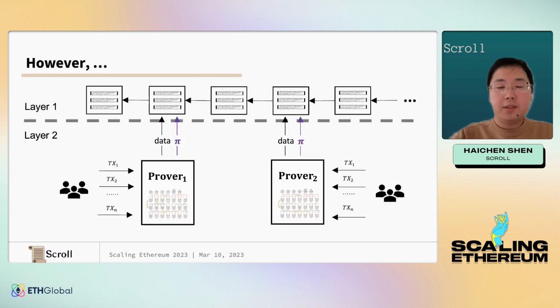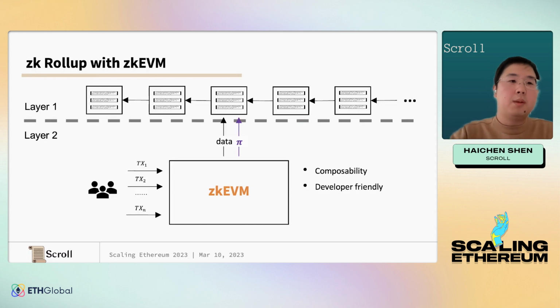Even worse, different programs and different applications may have different circuits, so for every application you need to write a new circuit to be able to use the zkRollups. And there is no composability between the different application-specific zkRollups. To solve this problem of no composability, we need to build a general-purpose zkRollup that can run any type of application.